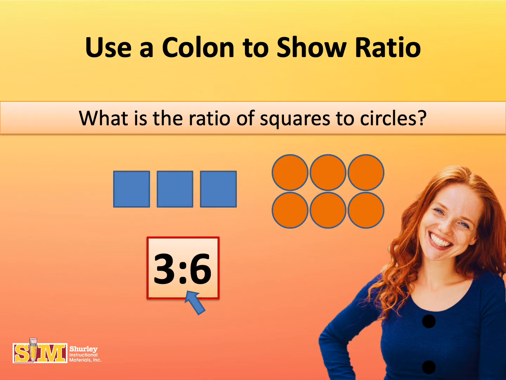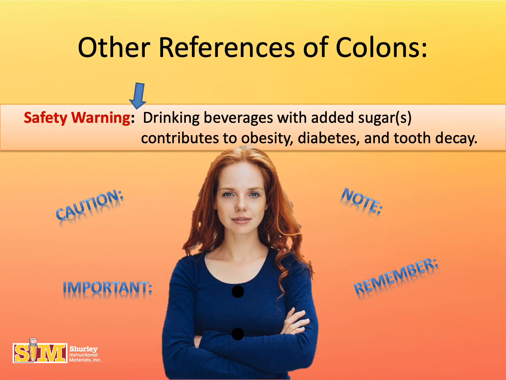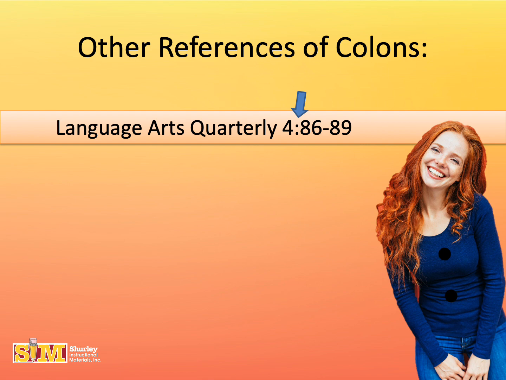In this illustration, the ratio of squares to circles is 3 to 6. A colon stands for the word "to" in a ratio. Finally, non-grammatical colons can be used to show other references. Sometimes 1 or 2 words followed by a colon refer you to important information. Colons are used to separate the volume from page numbers of a cited work, with no space before or after the colon.